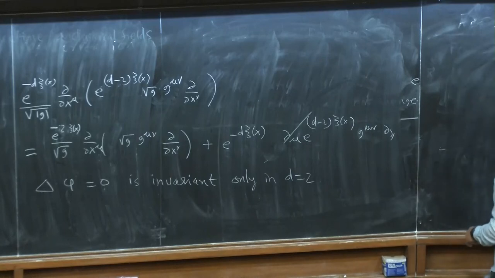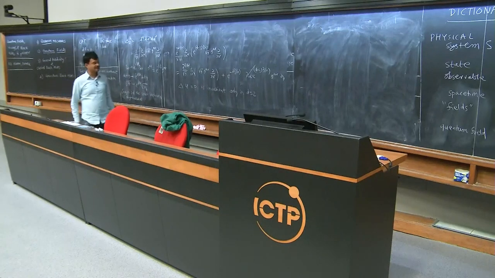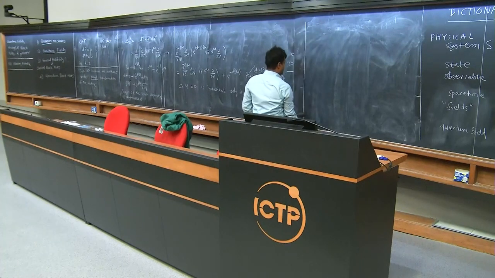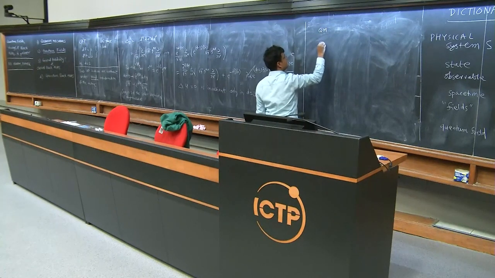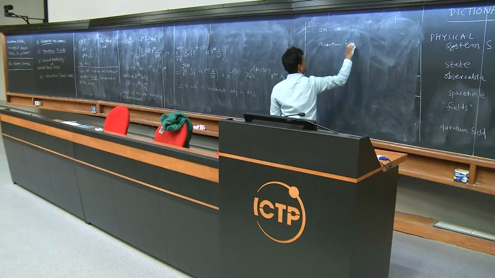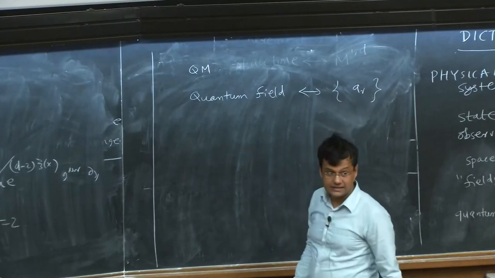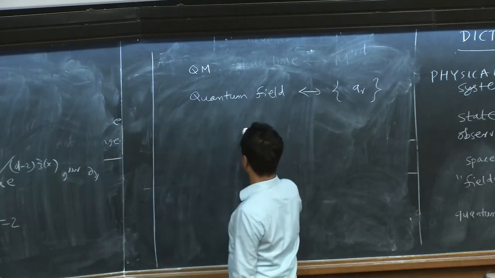So I think I will stop here. Let me now just very quickly summarize what we did. I think today's lecture was perhaps less transparent than last time, but it's because we are trying to do more things. What I said was that, starting with quantum mechanics and harmonic oscillators, the quantum field we could think of as just a collection of harmonic oscillators. And you could do pretty much everything. They satisfy the equations of motion.